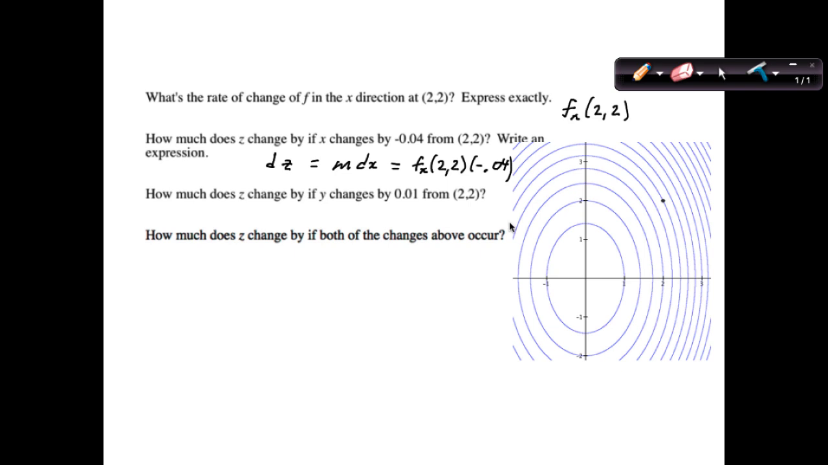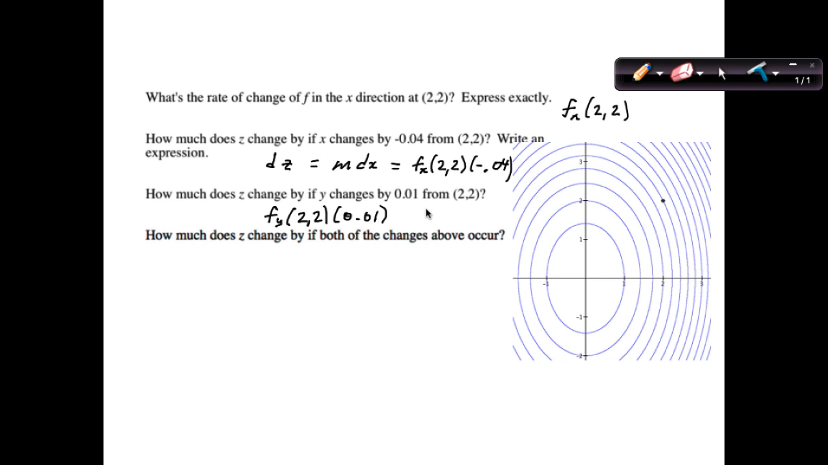Does it make sense? What about, how much does z change if y changes by 0.01 from 2, 2? It's like the same thing, the partial with respect to y, times the change in y, which is 0.01. That's dz. dz equals m dy as well, if you have the right m, right? So now the rate in the y direction is our partial with respect to y.